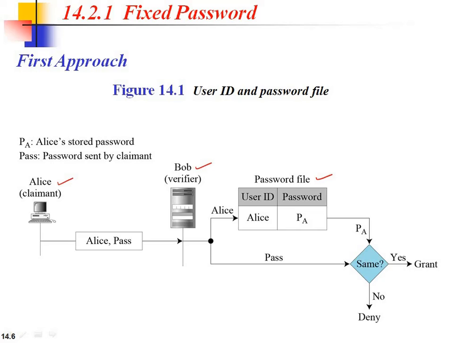To access the system resource, the sender sends her user identification and password in plain text form. This is sent to the system, and the system uses the identification to find the password in the file. If there is a match, then the access is granted, and if the password does not match, then the access is denied. So this is the first approach.